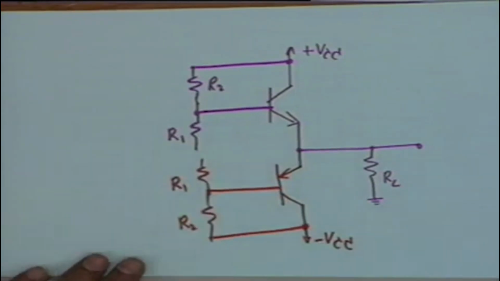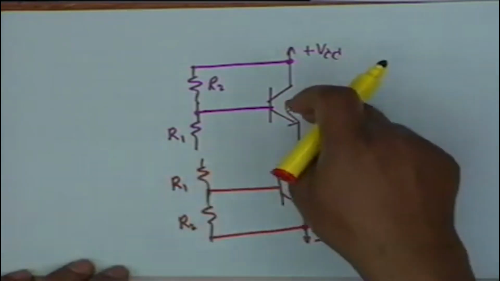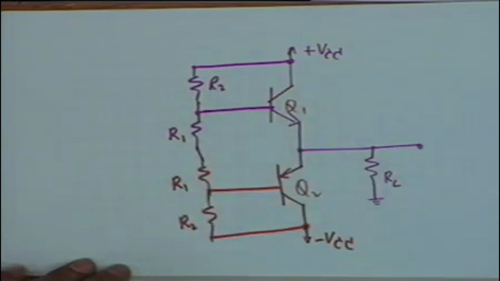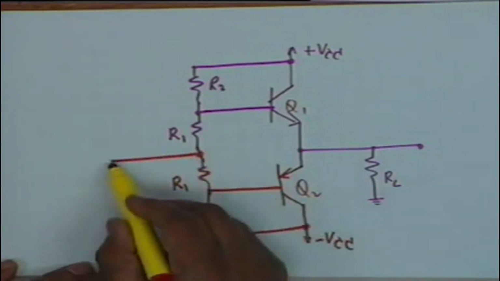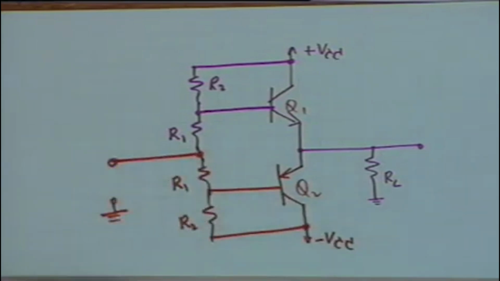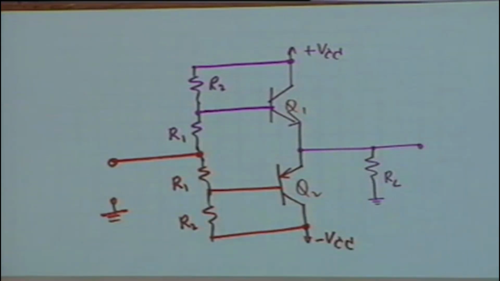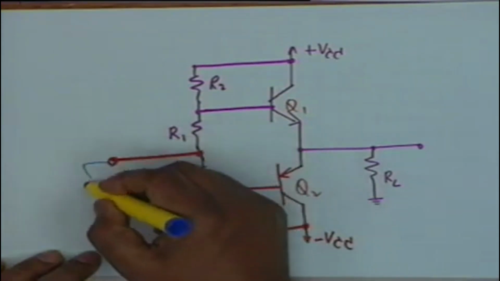Obviously, in order that the push-pull circuit works, the two transistors must have identical characteristics. So Q1 and Q2 are two identical transistors, except that they are complementary symmetry. That is, one is an NPN and the other is PNP. Now where should this go? These two R1s are connected, and the input is applied between this point and ground. The output is taken from here to ground. Let us see what happens when you connect an AC source, let us say here.